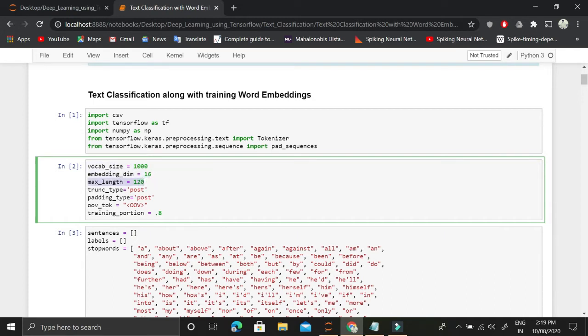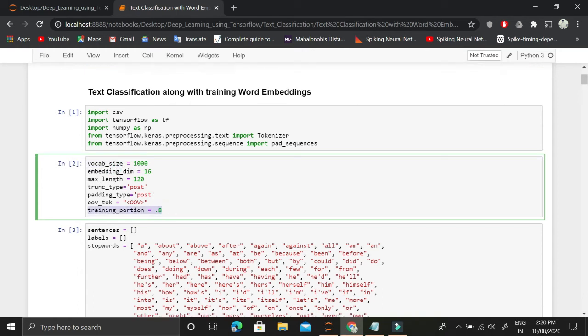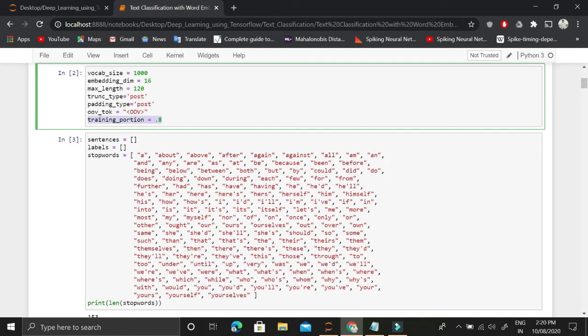If a sentence is greater than 120, then we will truncate it. In case of less than 120, we will pad it, and the padding and truncation will be done in post manner, so it will be done at the end of the sentence. And we are just initializing and declaring this token for out of vocabulary. This is the out of vocabulary token that we'll be using for each word which is not inside the vocabulary. Then we have this training portion where we are using 80% of the data for training.